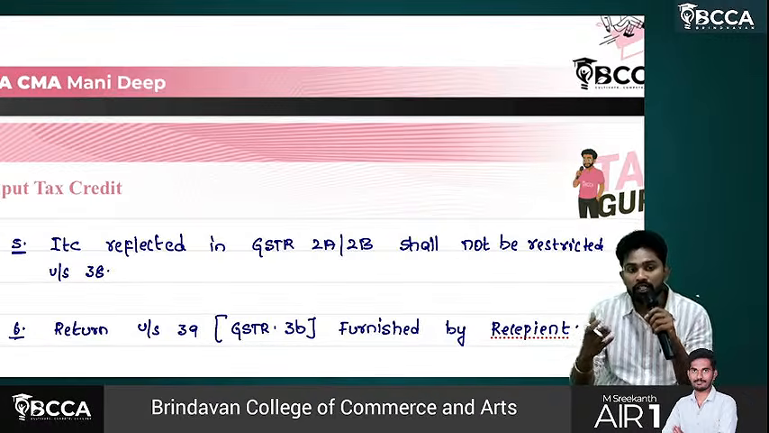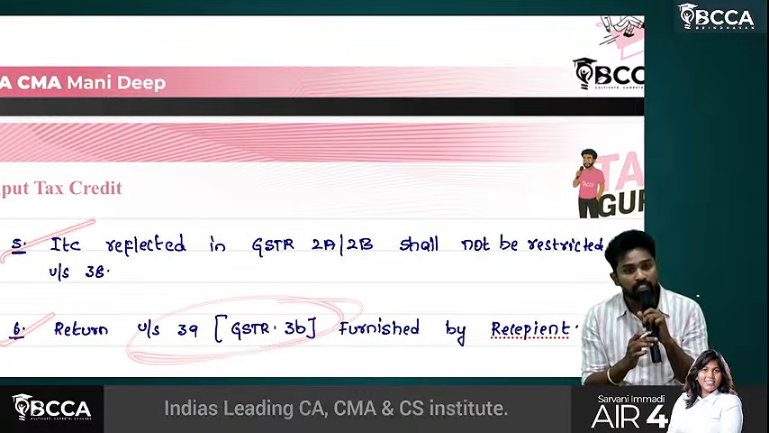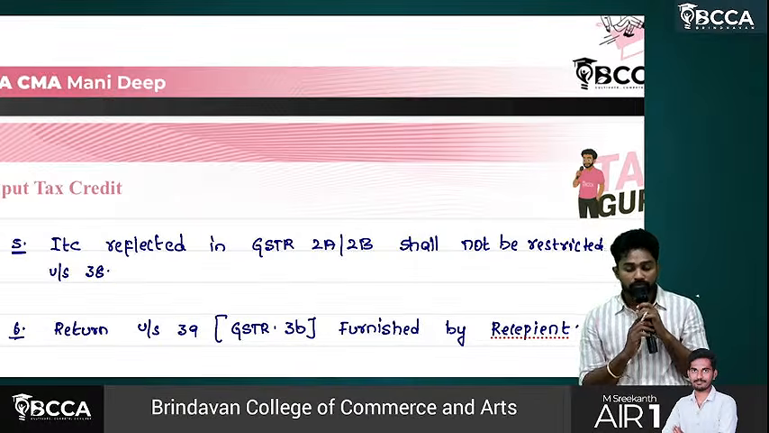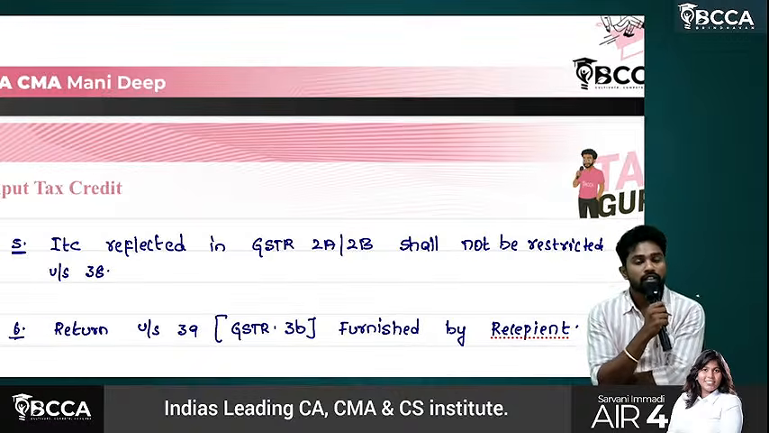Only when you file 3B, you can avail ITC. So, GSTR 3B under section 39 has to be furnished. 5 conditions, sir. Now 6th condition. Sir, now tell me my basic question, sir.